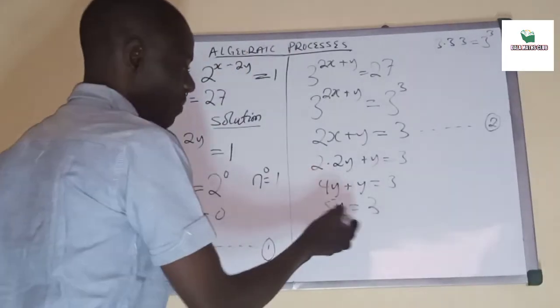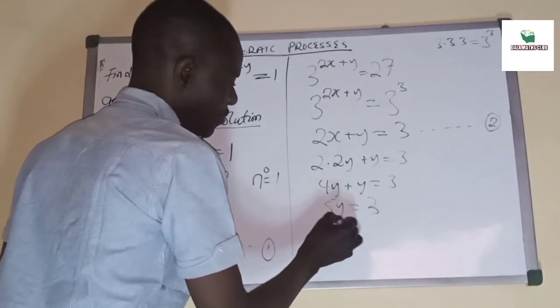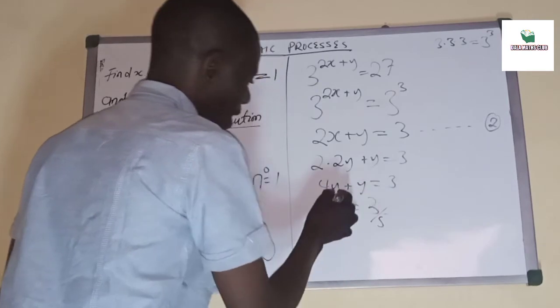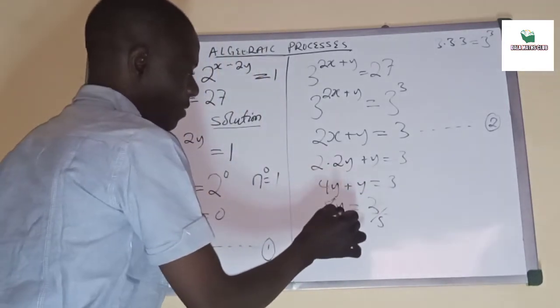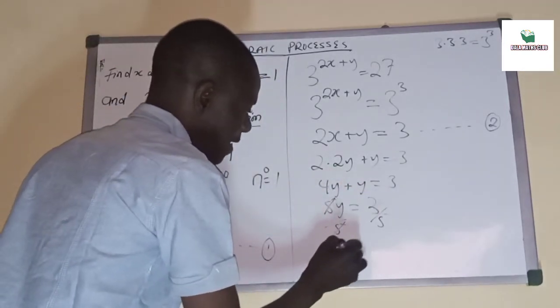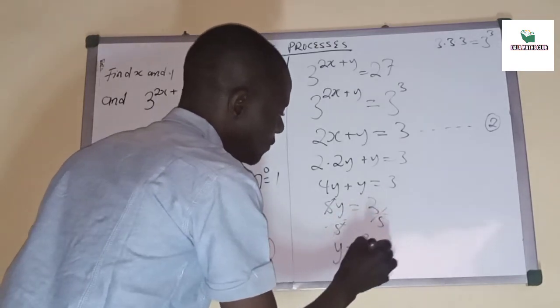The next thing is to divide both sides by 5, since we are looking for y alone. So we have 5 go into 5 one time, and y is equals to 3 over 5.